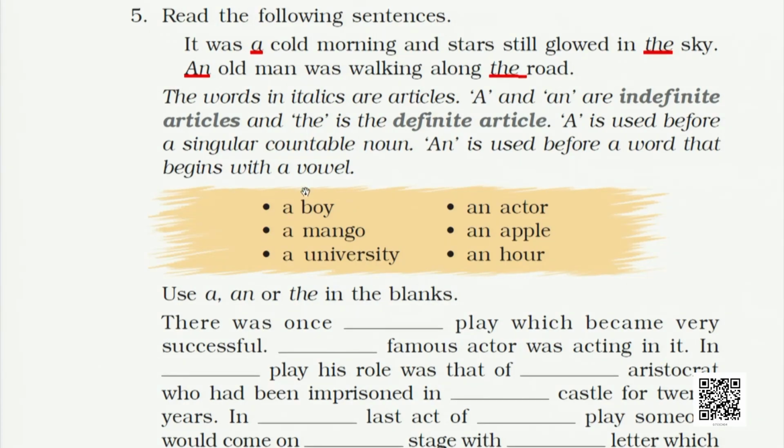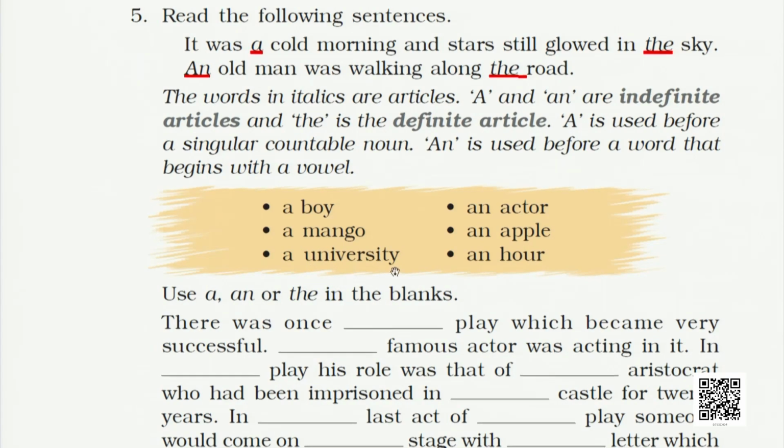So here you can see they have given some examples. A boy. So here the first letter is B and the sound is B, that's why I put a there. Okay. Next one is a mango. So here the first letter is M and the sound that is coming is M, and M is coming as a consonant sound, that's why I put a there.